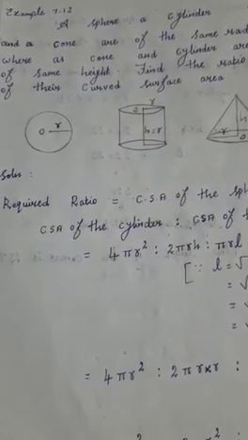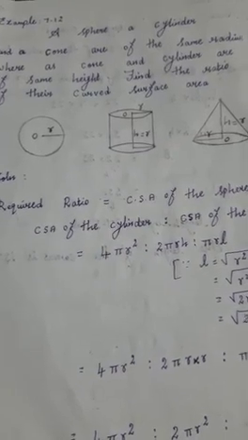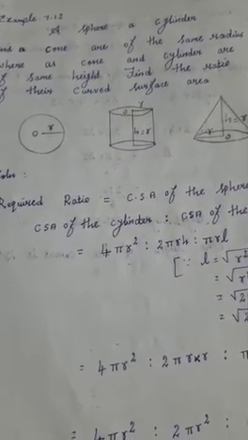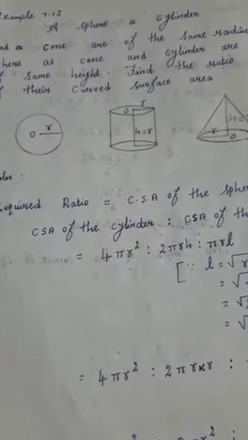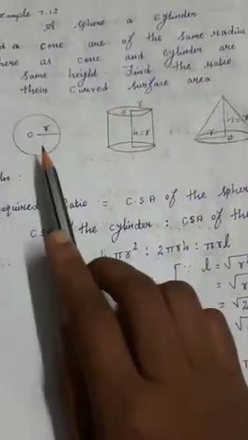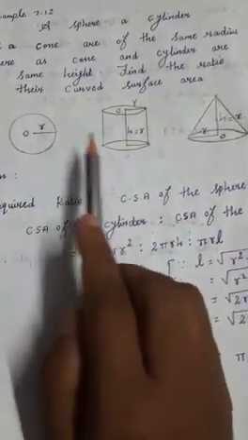Now let us see example 7.12. Now see the question. A sphere, a cylinder and a cone are of the same radius, whereas cone and cylinder are of same height. Find the ratio of their curved surface area. So in our question they have given one sphere, one cylinder, one cone. All the three shapes have the same radius.